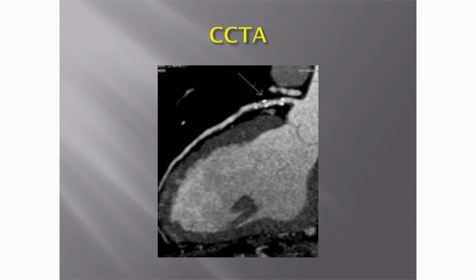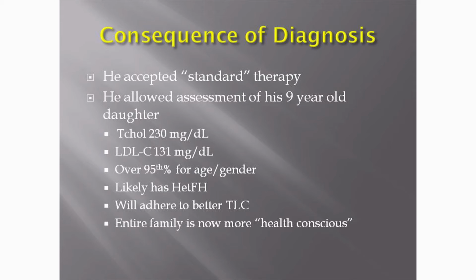FH patients. The next image shows his coronary CT angiogram, and he does have coronary disease, even at his young age of 36. So the consequence of making this diagnosis, and don't forget we discussed the issue that this is a genetic disorder, so we made a diagnosis of a genetic disorder in him. So what did he do?